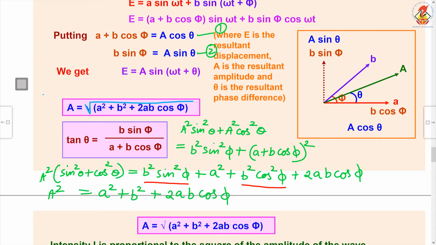how will I get the intensity? Intensity is directly proportional to the square of the amplitude. So please copy these things. This figure is not required, no need to draw this, just copy these things plus this derivation, and the final answer will be a is equal to root of a square plus b square plus 2ab cos phi. So that is our resultant amplitude. Now we have to find the resultant intensity.